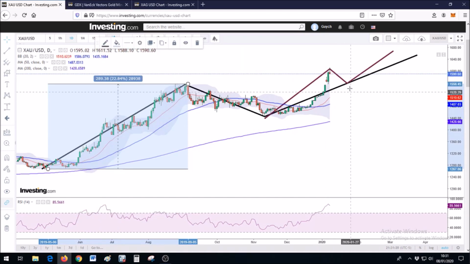So in summary, some cool off over the short term, but still higher highs over the intermediate term over the next few months.